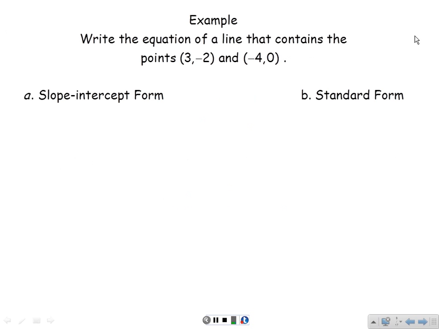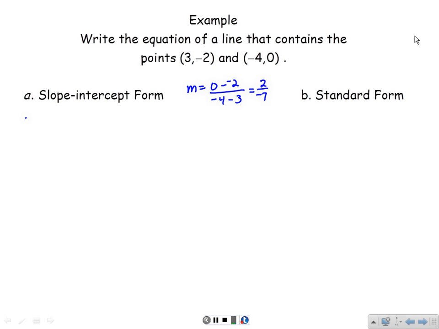So I've got 2 separate problems up here. The first one I want to do is slope-intercept form. So I'm going to find slope. The first thing for both of these, though, is to find slope. So we'll have y1, which is 0, minus y2, which is a negative 2, over negative 4 minus 3. So the slope either way is going to be 2 over negative 7, or negative 2/7.